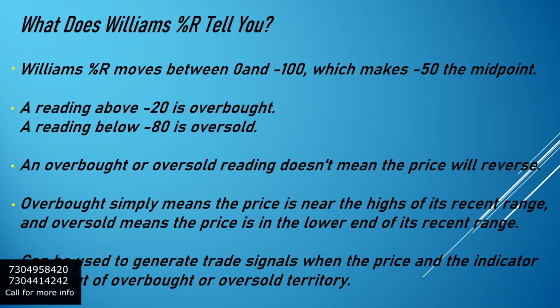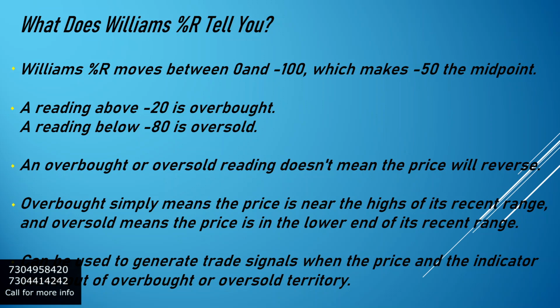When the price starts moving up and the indicator moves back above minus 80, it could signal that the uptrend in the price is starting again. The same concept could be used to find short trades in a downtrend. When the indicator is above minus 20, watch for the price to start falling along with the Williams percent R moving back below minus 20 to signal a potential continuation of the downtrend.